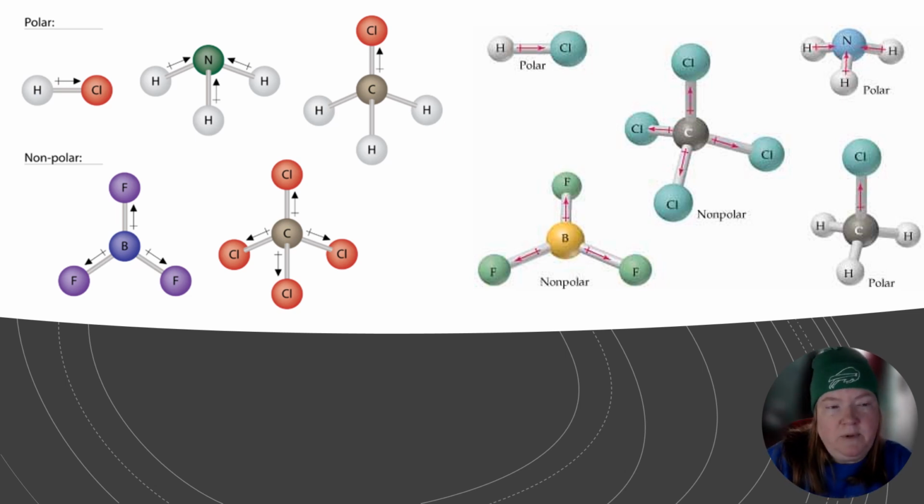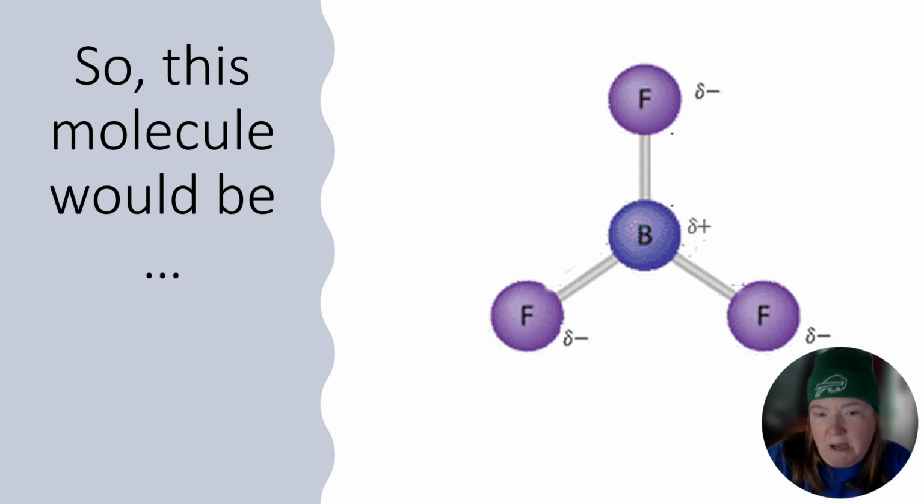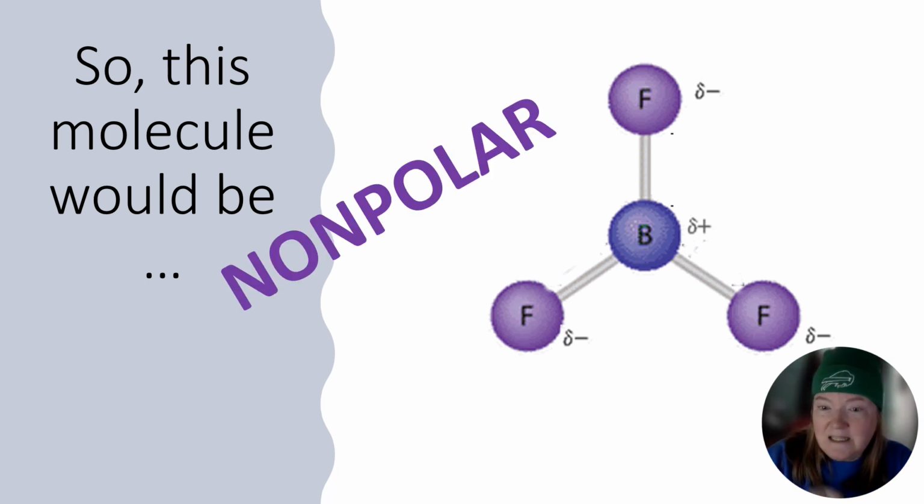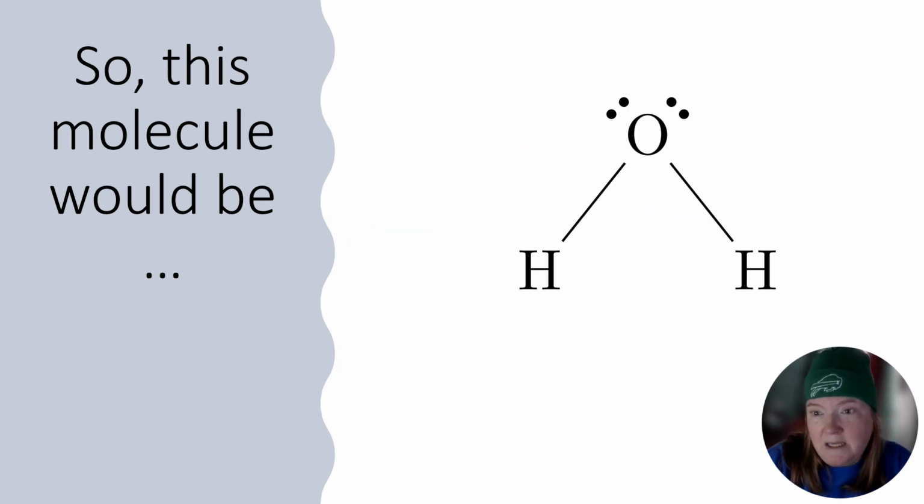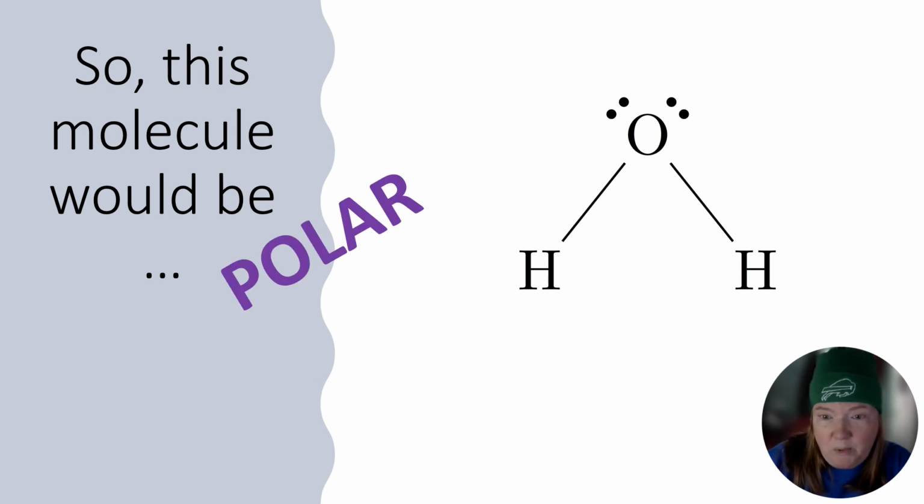So let's look at some examples. What would this molecule be? Well, you can tell there are polar bonds, right? Because we have partial positives and partial negatives. Is it distributed equally? Yes, it is. So it is nonpolar. What about this molecule? This one you should know because it's very common. Yeah, water is polar.